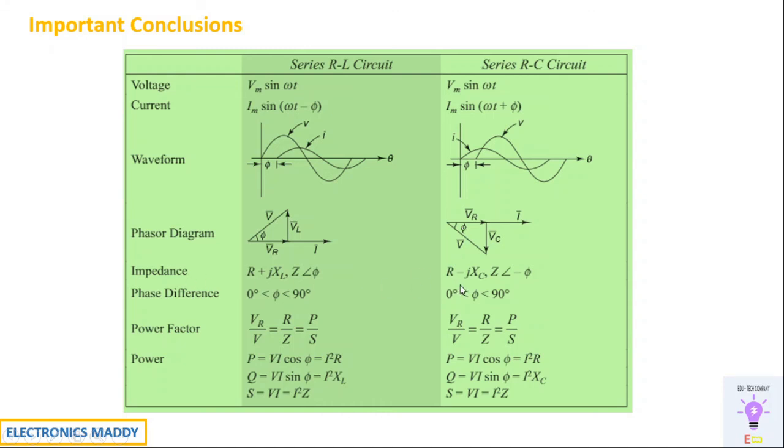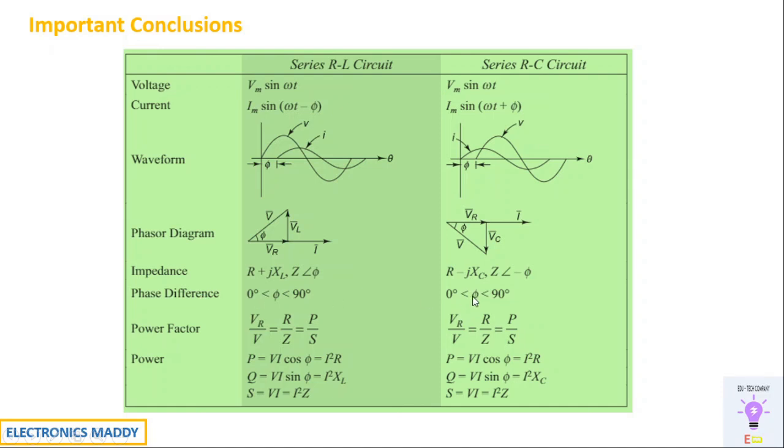The impedance with respect to series RC circuit is R minus j XC, and it is also represented as Z at an angle of minus phi in terms of phasors. Why is it minus j? Very important conclusion, because V is lagging behind I. So with respect to V, the plus and minus symbol is written with respect to j. Here it is plus j because V is leading. Here it is minus j because V is lagging. So based on that, the expression is written as R minus j XC.